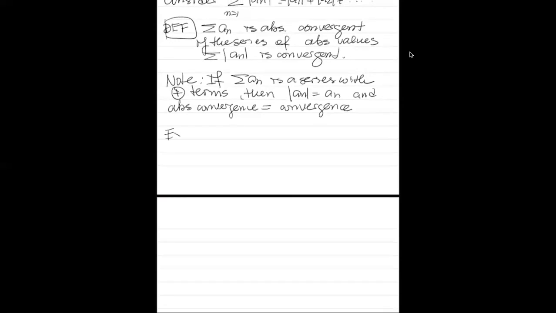Example, sigma negative 1 to the n minus 1 over n squared. This is an alternating series, so let's expand it. If n equals 1, we are going to have 1 over 1. If n equals 2, it will be negative 1 over 2 squared, plus 1 over 3 squared, minus 1 over 4 squared, and so on. So it'll alternate the signs.